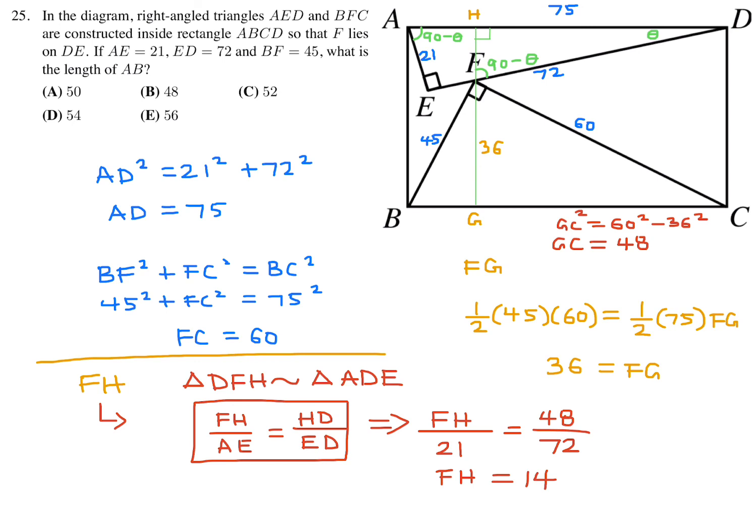We've got the full distance. They want you to figure out AB, correct? I think I can squeeze it in here. AB is equal to FH plus FG. And both of those we figured out. FH we figured out as 14, and FG we figured out as 36. And therefore 14 plus 36 is 50. So number 25, the answer is A.